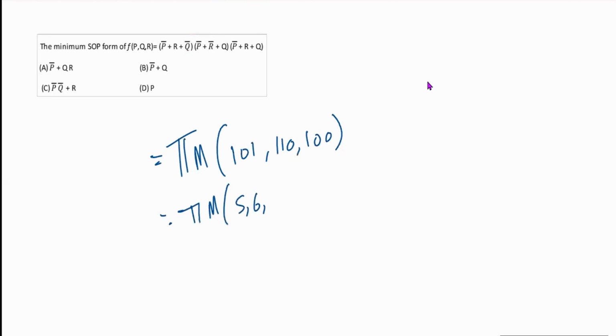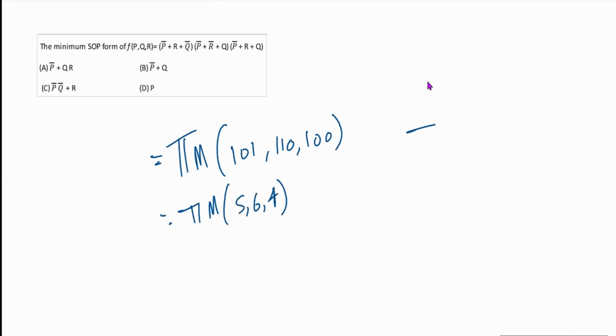I need to find the minimum SOP form of this function. You can do it in a very simple manner. You can see that this is POS, product of sum form. If you change it into max terms, you can see that this is basically 101, this is 110, and this is 100. So this is nothing but max term of 5, 6 and 4.